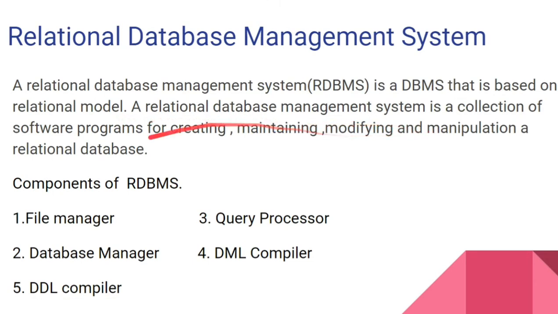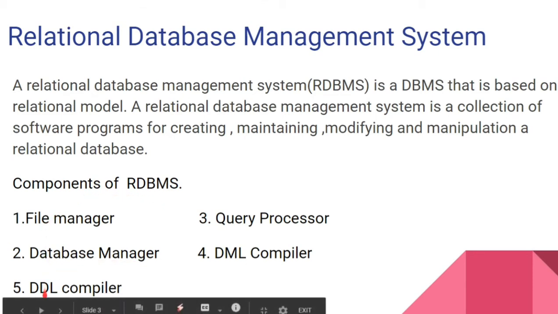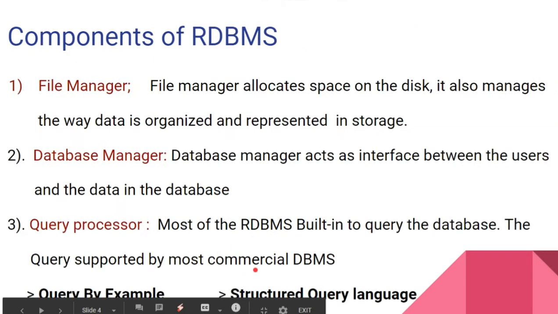A relational database management system is a collection of software programs for creating, maintaining, modifying, and manipulating a relational database. So that is why in an RDBMS we have a collection of programs, and those programs are used for creating, maintaining, and modifying the relations, the data present in the relations. Everything is related to the tables and the relations. So we have the components of RDBMS. What are the important components? We have the file manager, the database manager, the DDL compiler, query processor, and DML compiler.